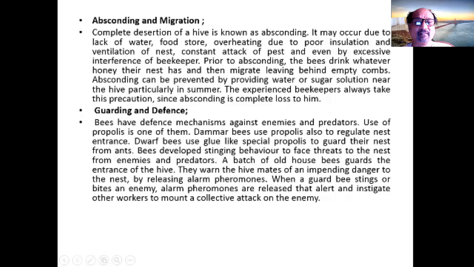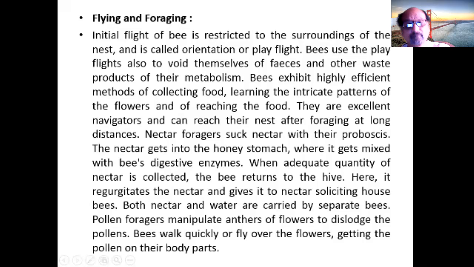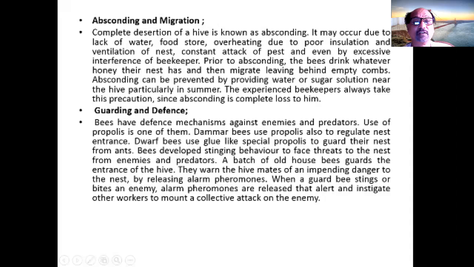Absconding means leaving the whole colony where unfavorable conditions exist. Food is not available, a food source is not there, a water source is not there. Then the whole colony leaves the nest and moves to another site where there is plenty of food. That's called the absconding or the migration. And this is the nature of the bee. Time to time they migrate from one place to another place. So this complete desertion of the hive is known as the absconding.